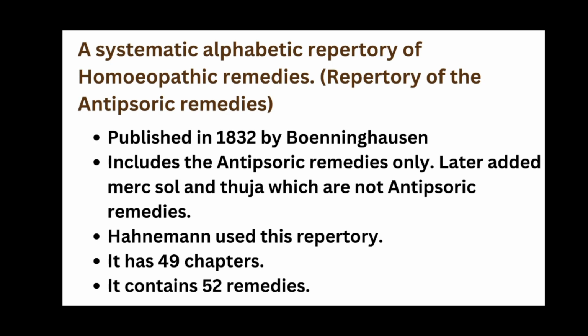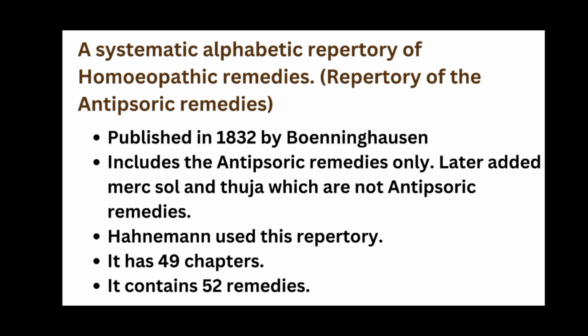The first repertory is a systematic alphabetic repertory of homeopathic remedies, the repertory of antisoric remedies. This is the first book written by Dr. Bonninghausen. It is published in 1832. It includes the antisoric remedies only. Later, they added Merxol and Thuja, which are not antisoric remedies. This clearly indicates that these remedies are added for practical purpose.